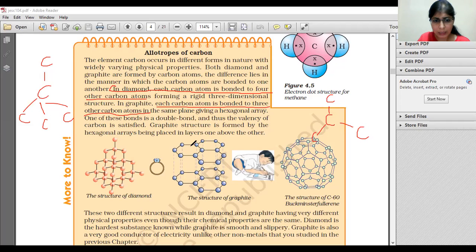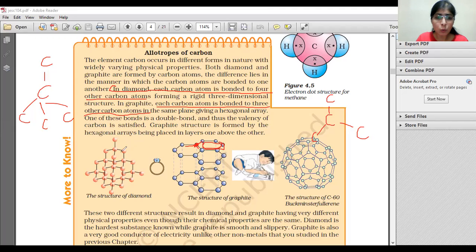Like in case of this second structure, we have this one carbon, the red piece, attached to 3 blue balls, 1, 2 and 3, in the same plane, giving a hexagonal array. So there you can see the hexagon making here, but in diamond there is no hexagonal structure because one carbon is attached to 4 other carbon atoms. So valency is completed here.